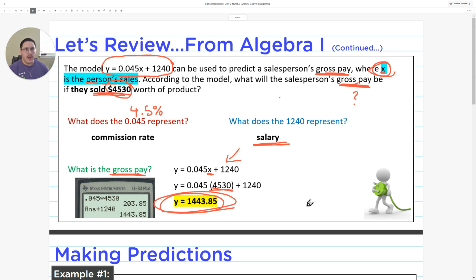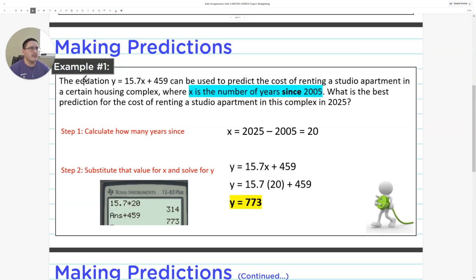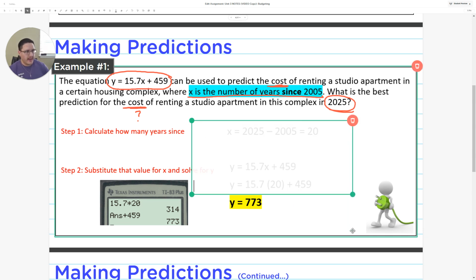Okay, now let's go through another example. The equation y equals 15.7x plus 459 can be used to predict the cost of renting a studio apartment in a certain housing complex, where x is the number of years since 2005. What is the best prediction for the cost of renting a studio apartment in this complex in 2025? I'm going to cover some things up so that we can talk about it as we go.